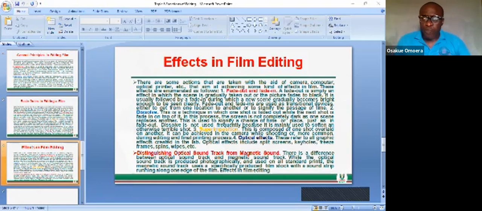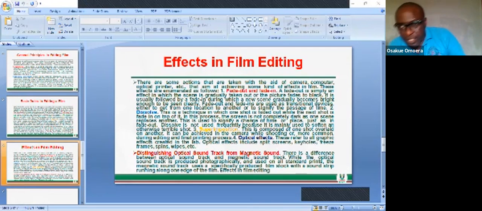The fourth effect identified here is optical effects. These refer to all graphic effects created in the lab. Optical effects include split screens, keyholes, freeze frames, spins, wipes, and so on and so forth. All those effects you normally see are optical effects.